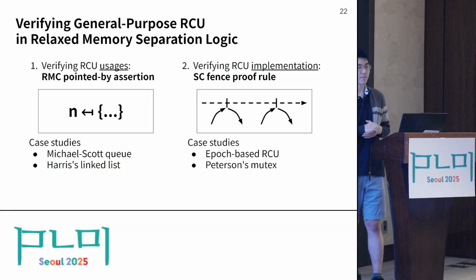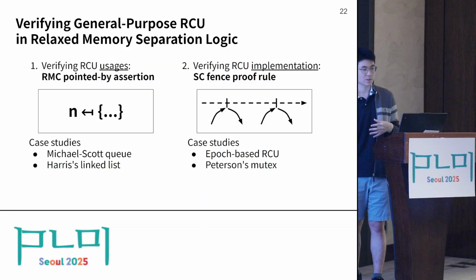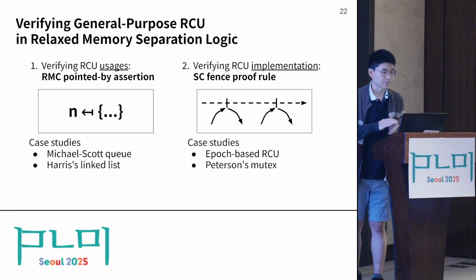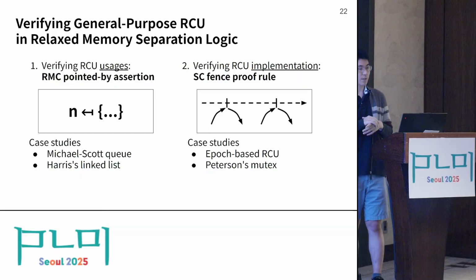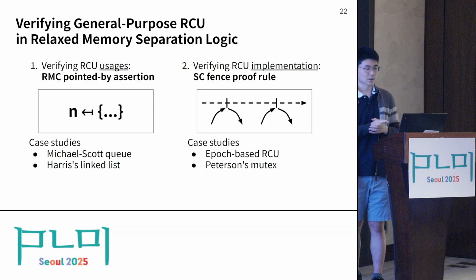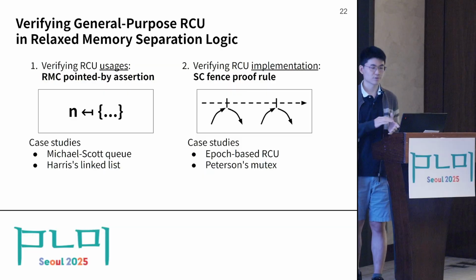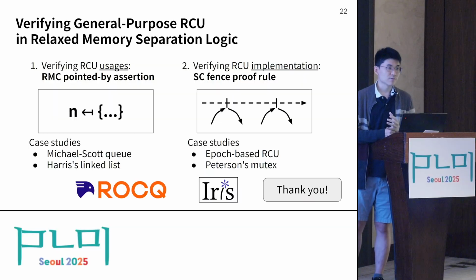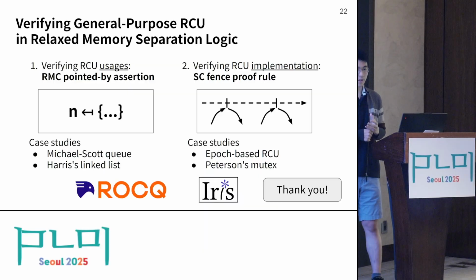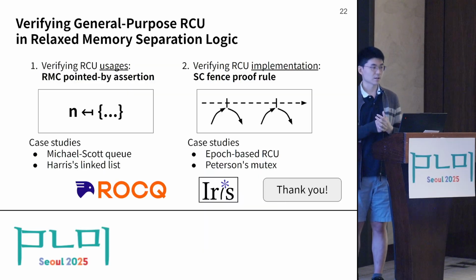Using this logic, we verified an epoch-based RCU implementation we saw a while ago, and we also verified a classic algorithm called Peterson's mutex, which is another important example of using these SC fences. You can find the details of these case studies in the paper. And to conclude, we made it possible to verify realistic RCU implementations under relaxed memory using the new pointed-by logic and the SC fence logic. And finally, we mechanized all our proofs in the Rocq prover and the Iris framework. Thank you for your attention, and I'd be happy to take any questions.